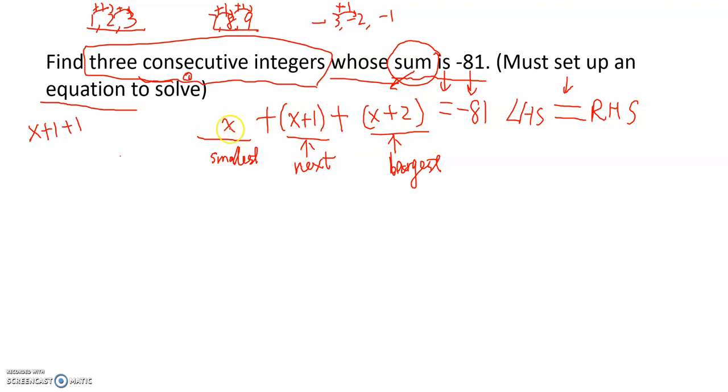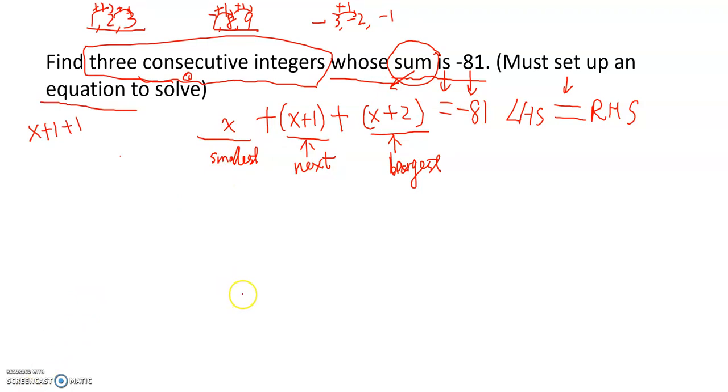The description, algebraic expressions for these 3 integers. So now we've got our equation. The sum of 3 consecutive integers is negative 81. So that's the English sentence, but in mathematical symbols it will be this equation here. So now we're going to solve this linear equation and get the answer for x.